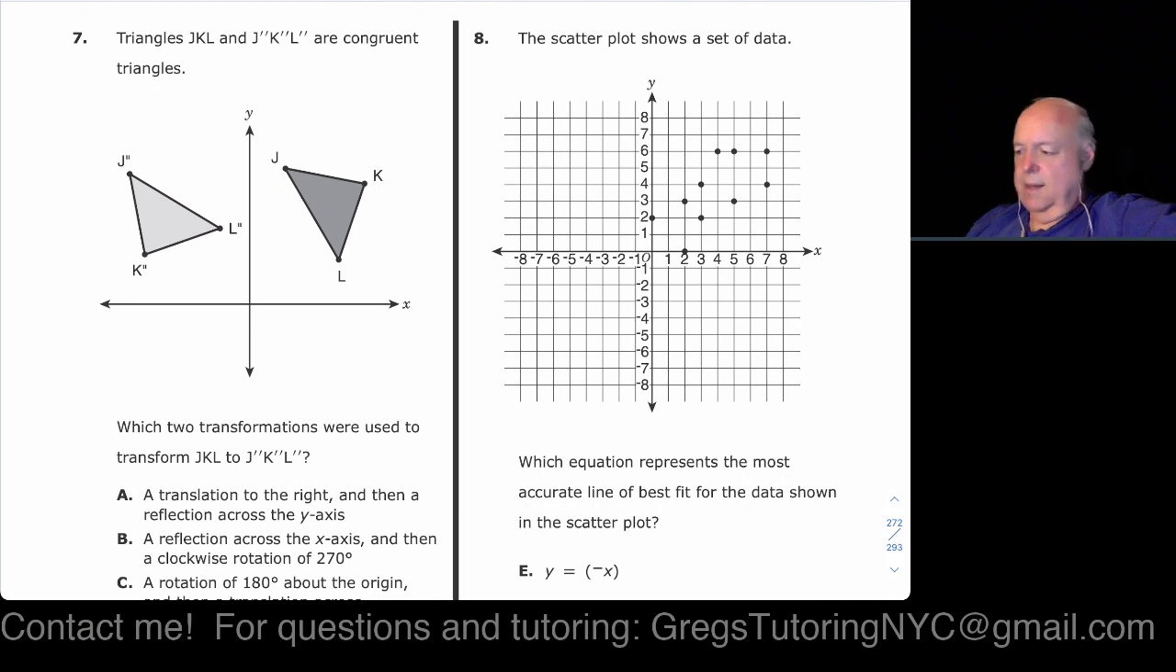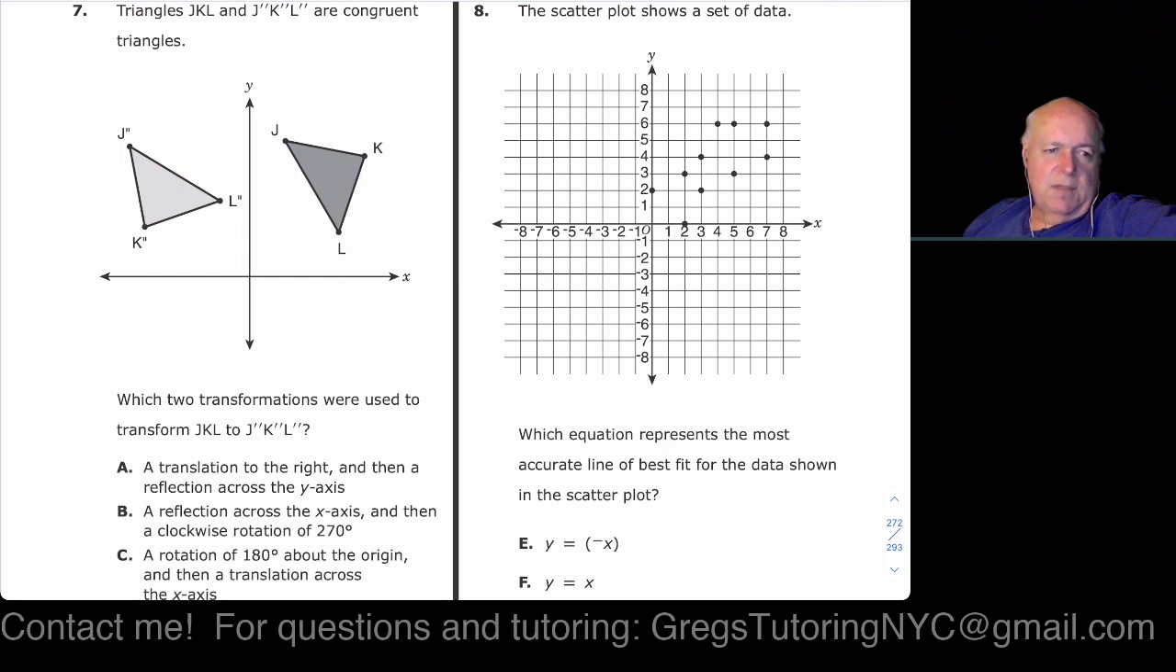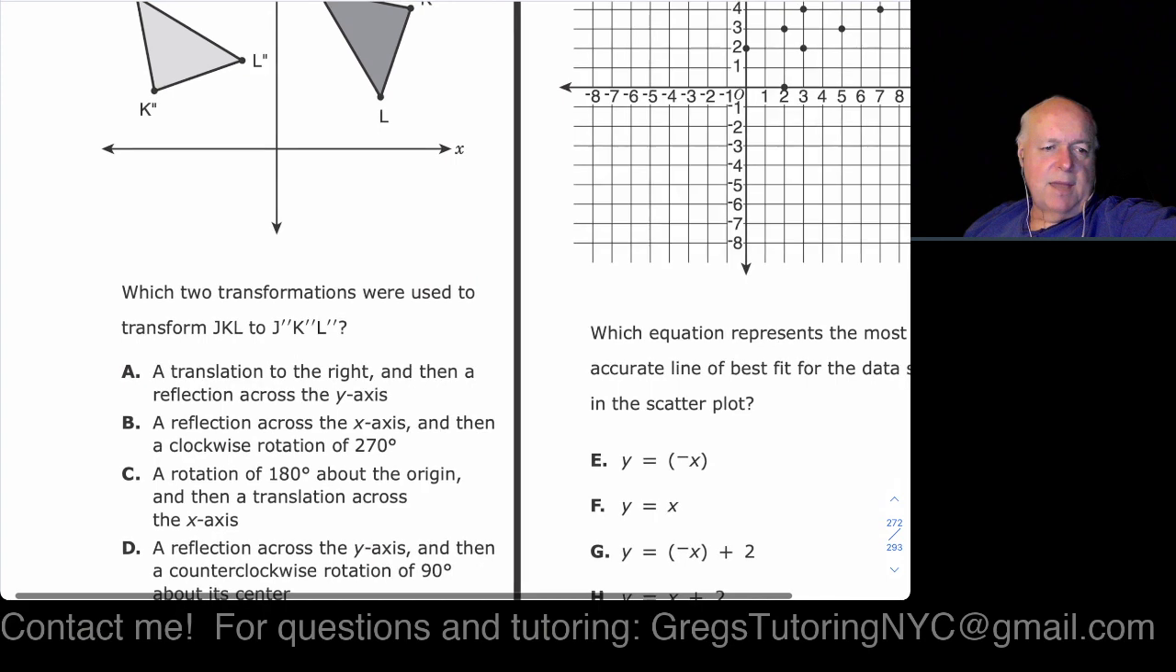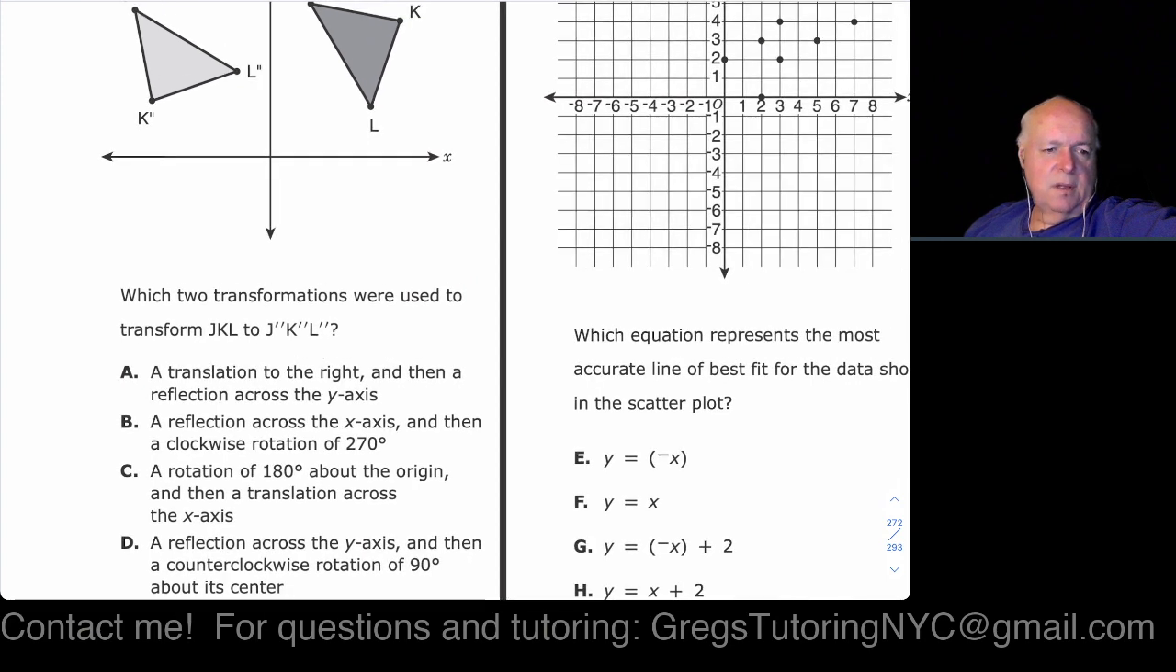Okay. And the question is, which 2 transformations were used to make JKL into JKL double prime? All right, so this gets ugly fast. Let me try to make this as big as I can without cutting off the answers.